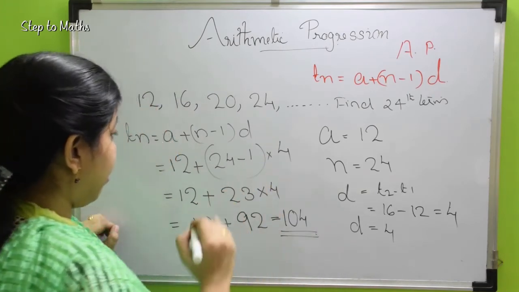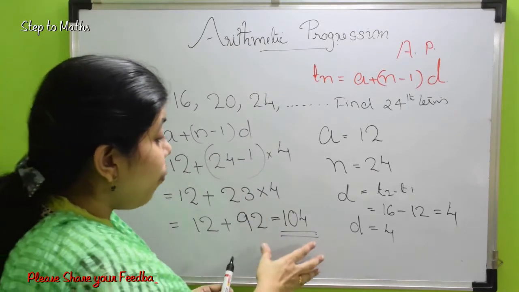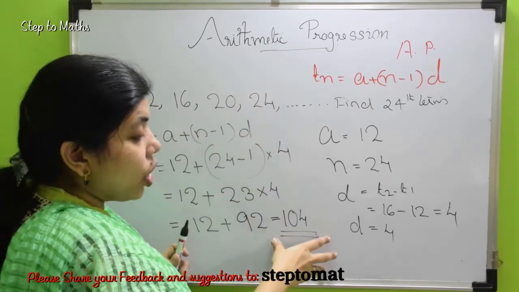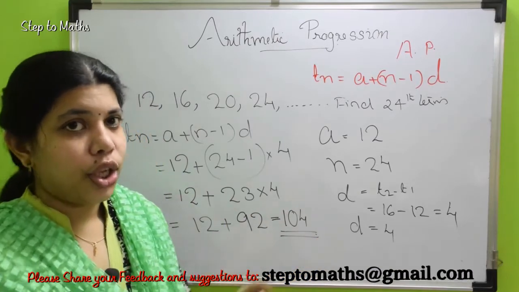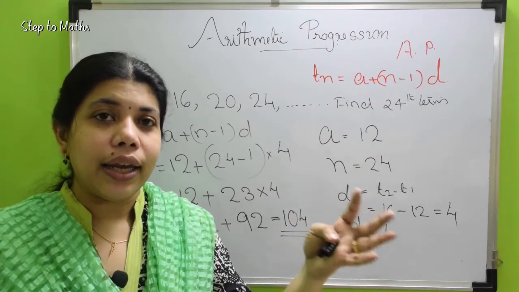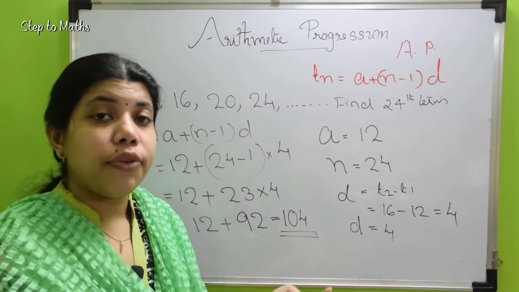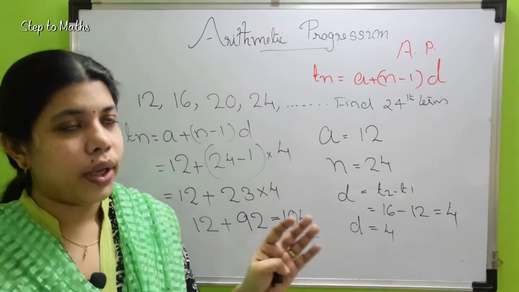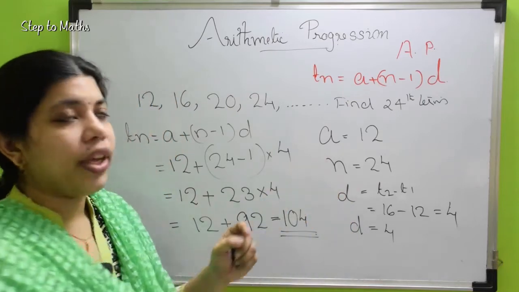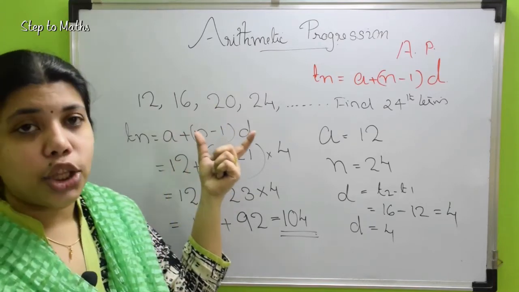Tn is equal to 104. The 24th term of this arithmetic progression is 104. Using the formula Tn, we can find a particular term. That n may be 24, 100, 1000, whatever. And if we know the value of a, d and n, then we can find the nth term of the given arithmetic progression.